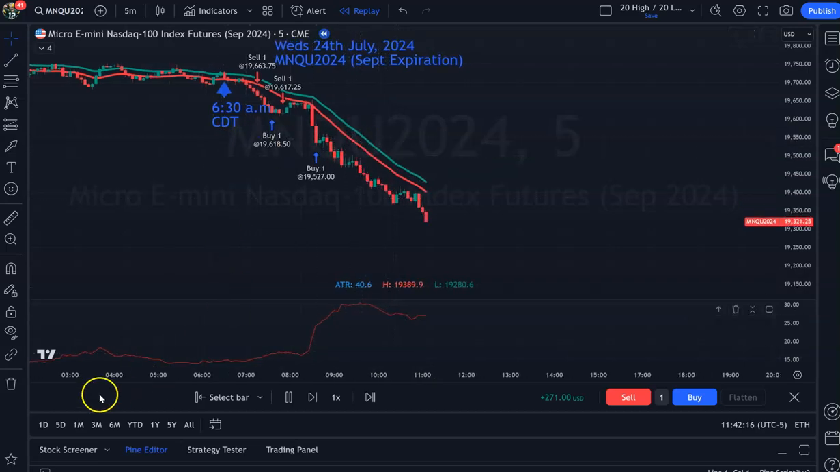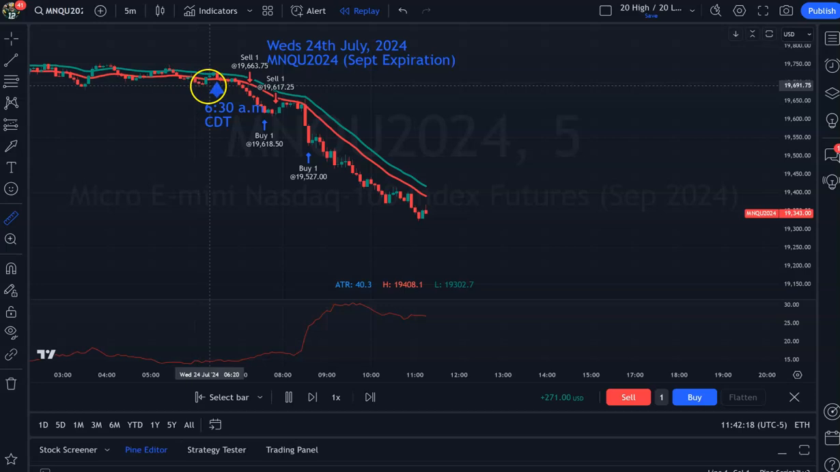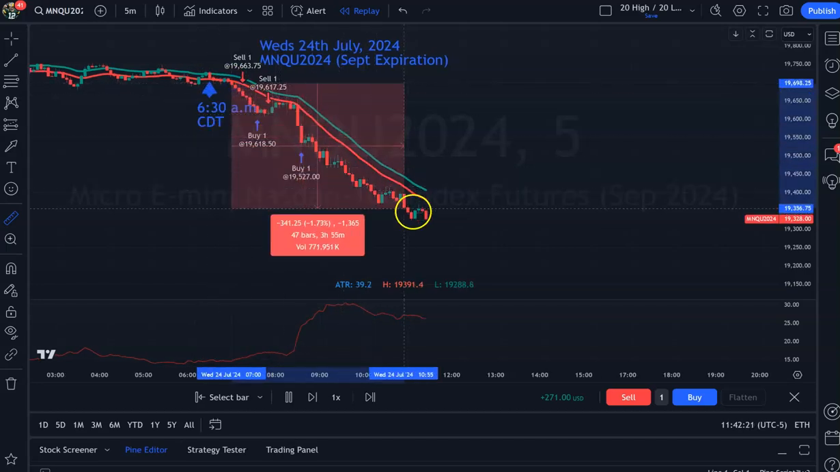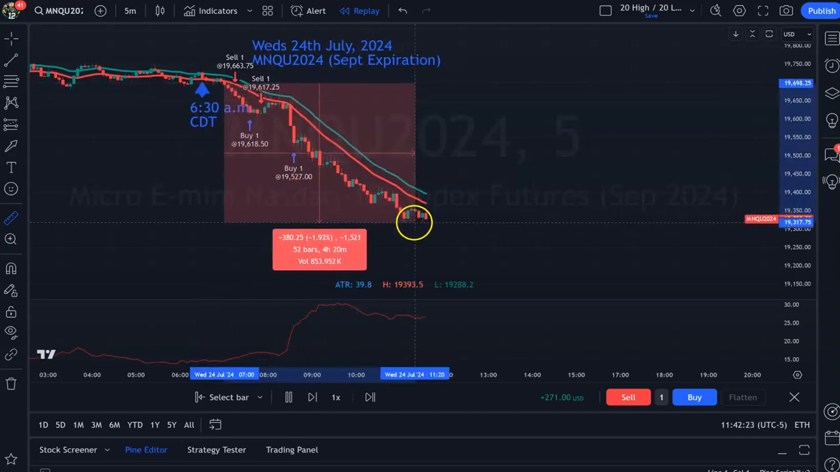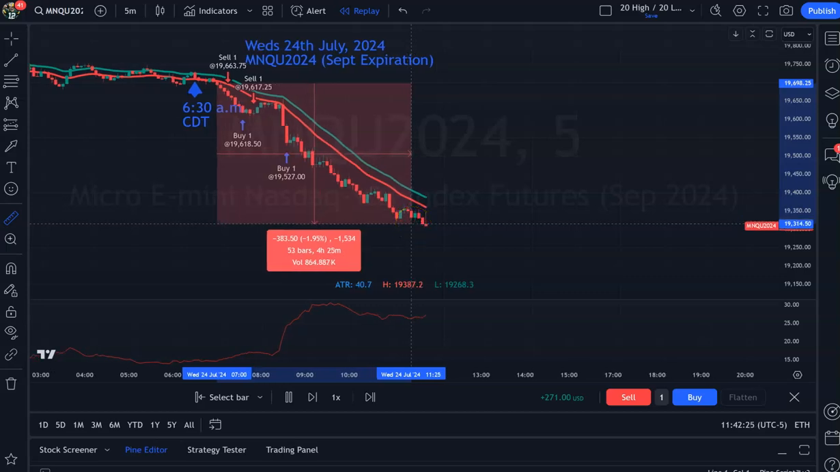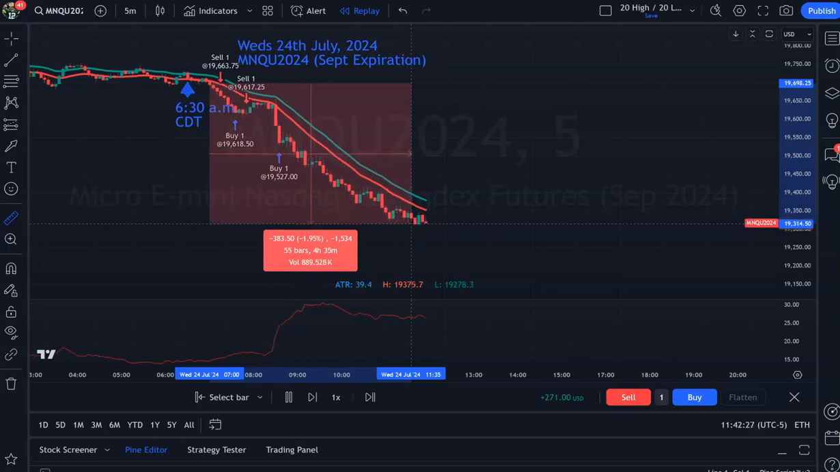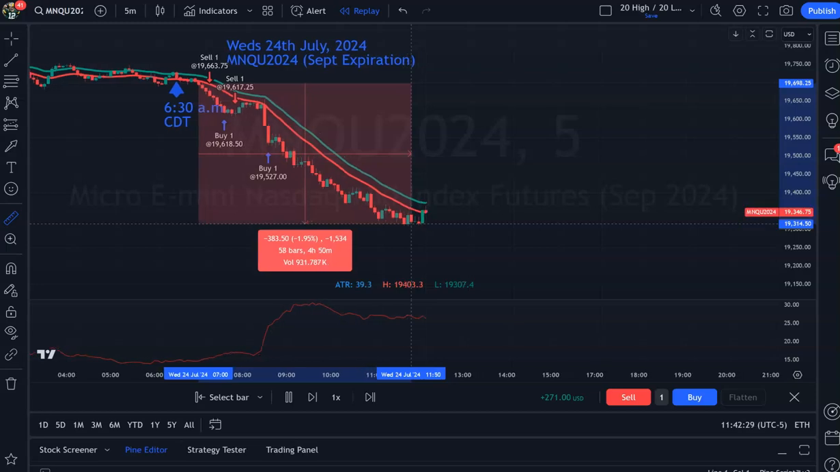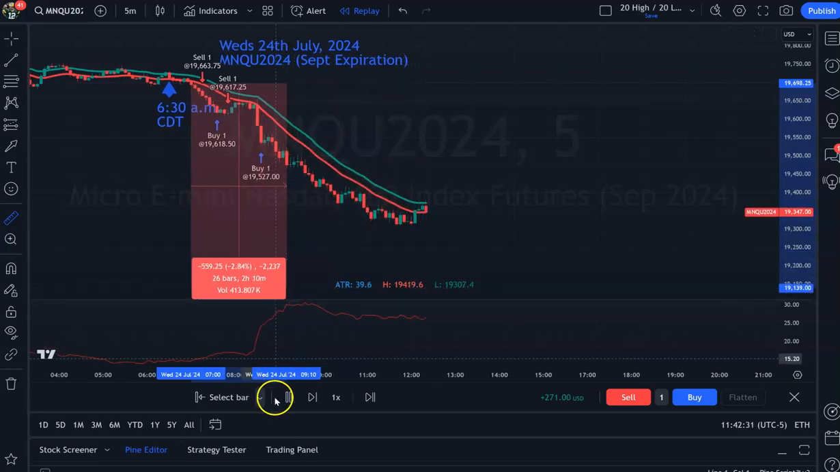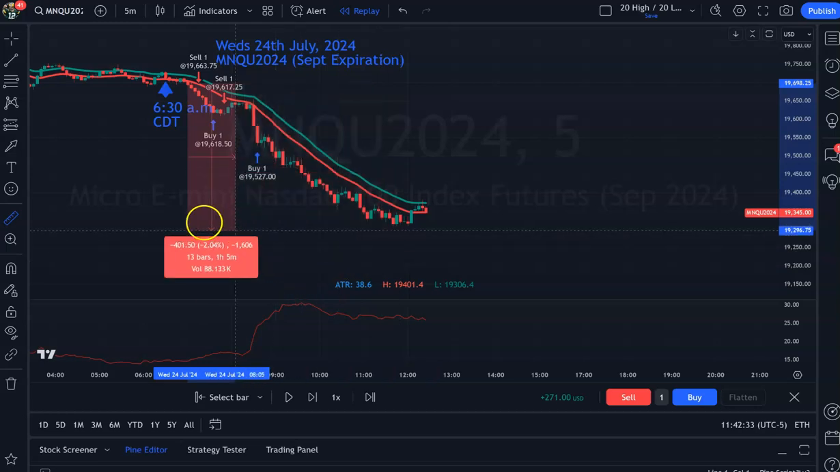So we're now up to, let's just say you got in somewhere up here. We're now, man, I missed a lot of profit here. 380 points, somewhere in that neighborhood. So that would be $760. Okay. Now, I'm going to pause it.